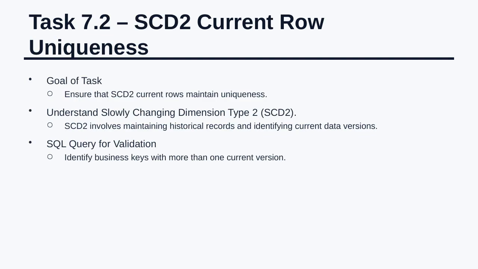In this task, we focus on ensuring that the current rows in a slowly changing dimension type 2, or SCD2, remain unique.